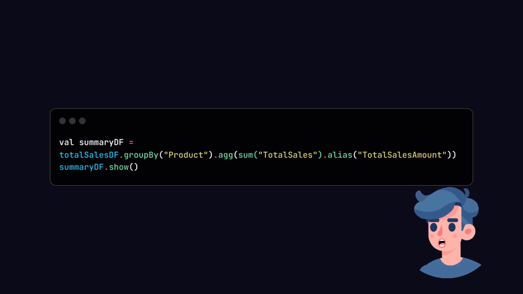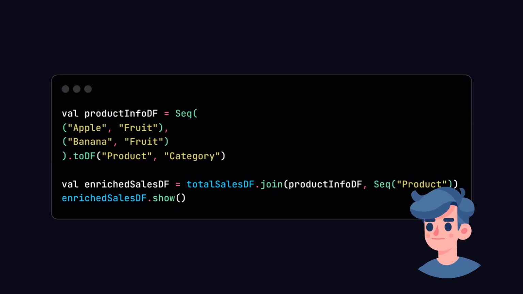Let's say we want to summarize our total sales per product. We can group the data by product and then calculate the sum of the total sales. Now we have the total sales per product displayed neatly.